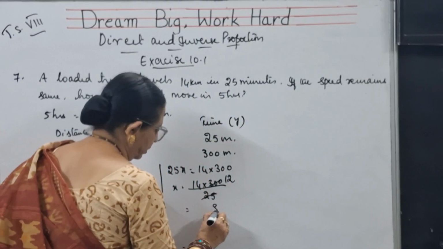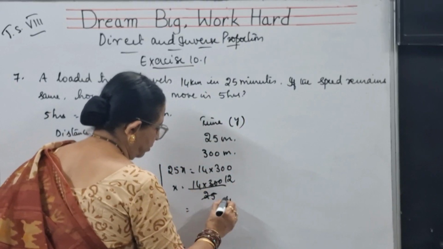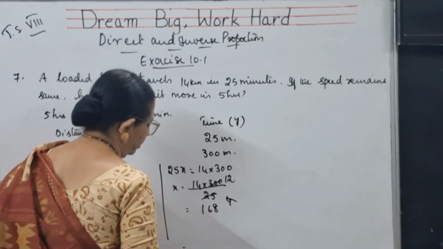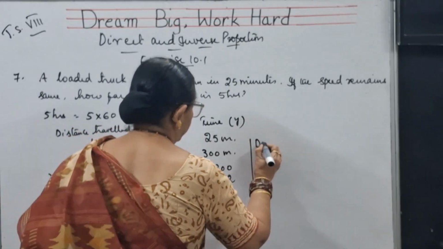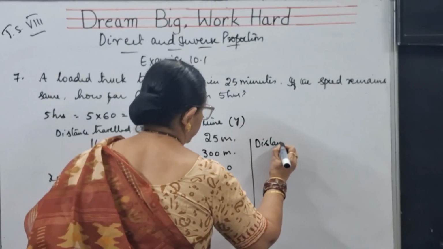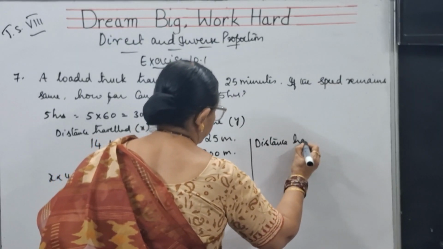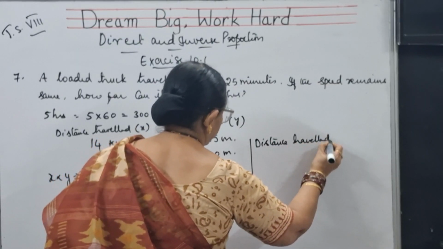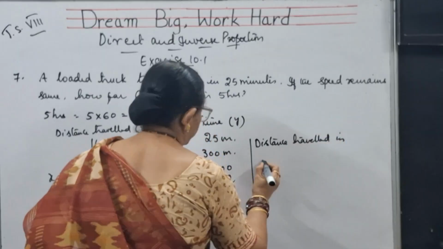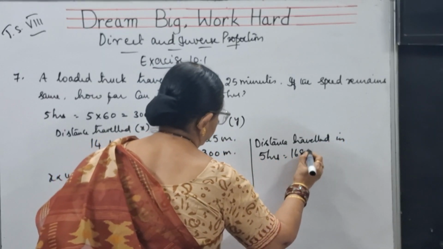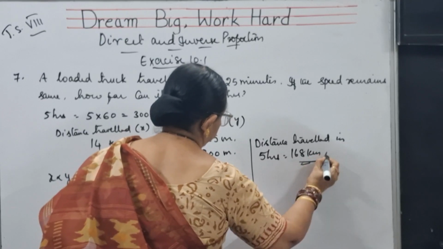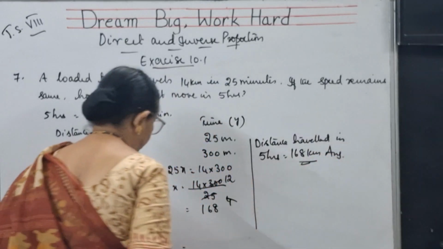12 fours are 48. 12 ones are 12. 48 plus 12 is 60, so 168. So distance traveled in 5 hours is equal to 168 kilometers. This is the answer, children.